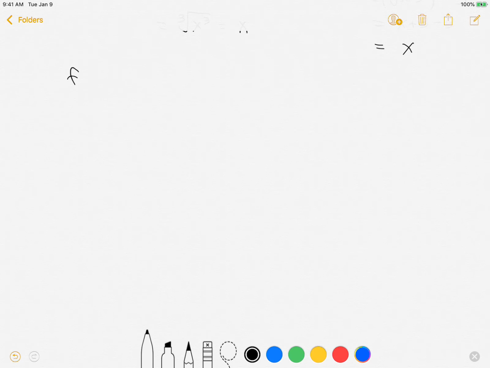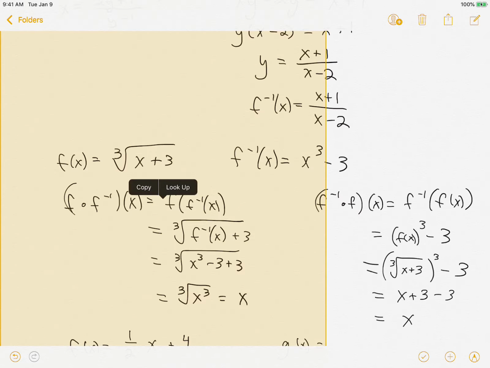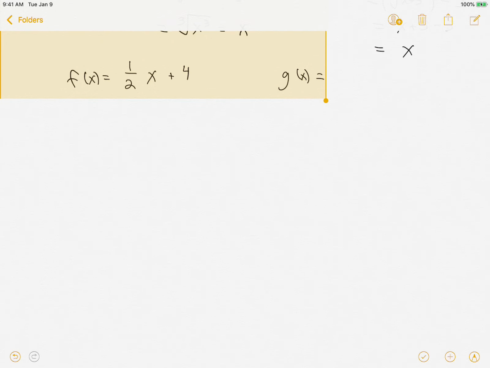Let's say I tell you f of x is, say, 1/2 x plus 4. And g of x is, say, 2x minus 8. Okay? The question is, are they inverses?